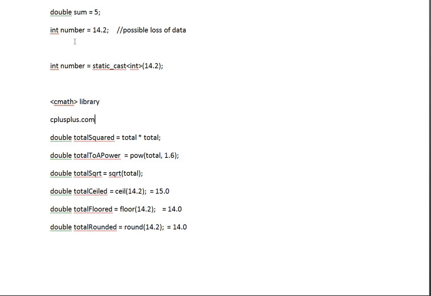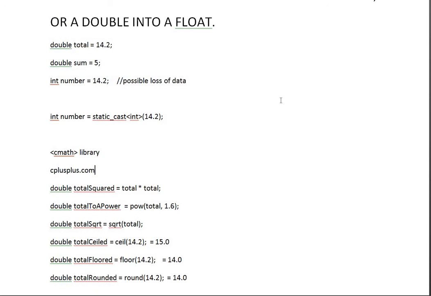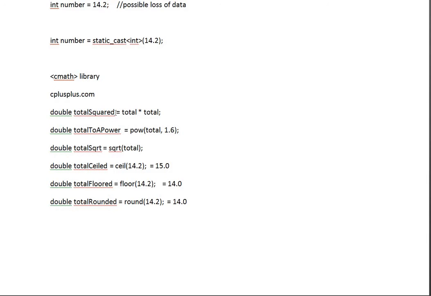Now, suppose I take my number total over here, which is 14.2, and I want to square it. Well, I can certainly simply multiply total times total, and that is total squared, no problem. Well, what if I want total to a power that isn't an integer? Suppose I want it to the 1.6 power. Then I need to use the pow function of the cmath library. The first argument in this function is the number that is the base, and then 1.6 is the exponent.